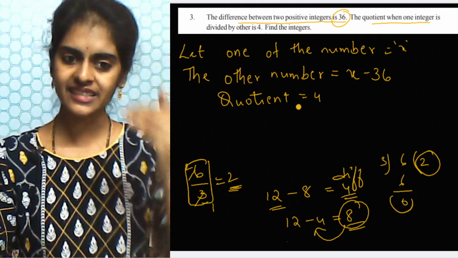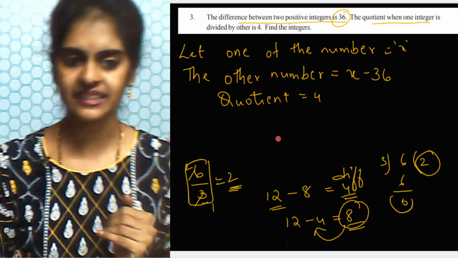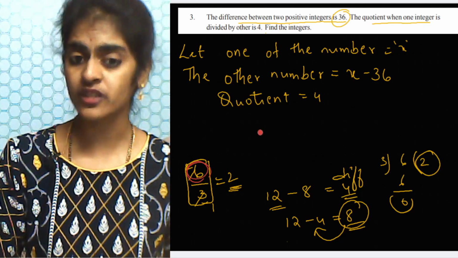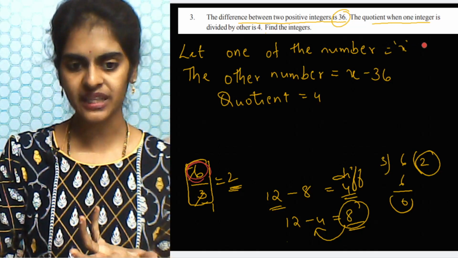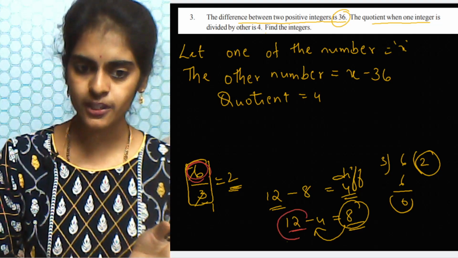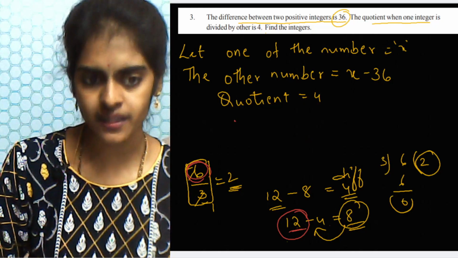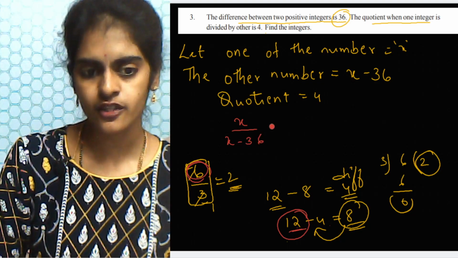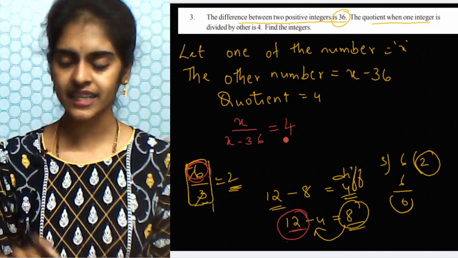So given the quotient of the two numbers is 4, using these three conditions, let us write the equation. The bigger number you write in the numerator. Now, is x bigger or x minus 36 bigger? x is bigger, just like 12 is bigger than 12 minus 4, which is 8, a smaller number. So the bigger number goes in the numerator, divided by the smaller number in the denominator, and the quotient, that means the answer, is 4. Clear? So simple.